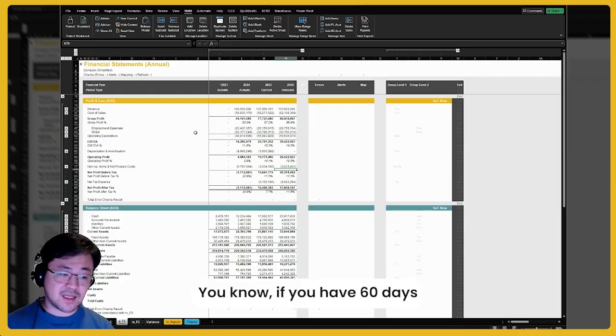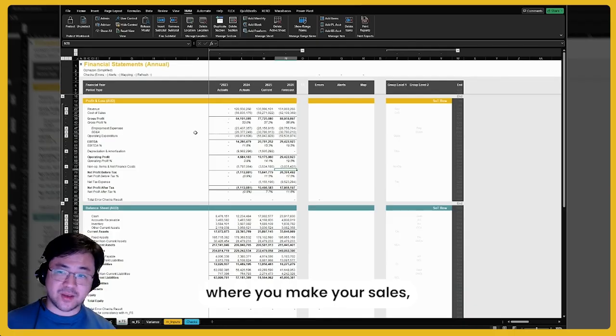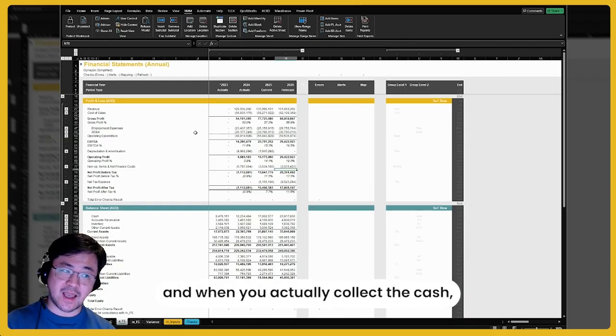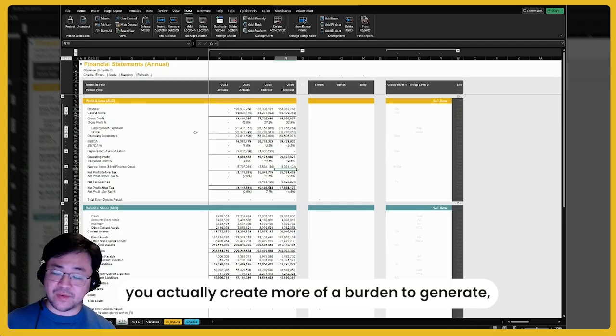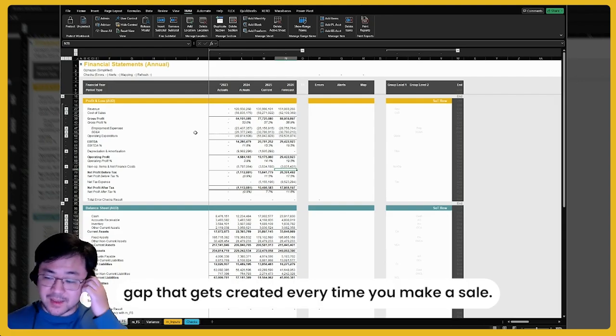If you have 60 days from go to woe, from when you make your sale to when you actually collect the cash, every time you make more and more sales, you actually create more of a burden to find funding to fill this gap, this 60-day gap that gets created every time you make a sale.